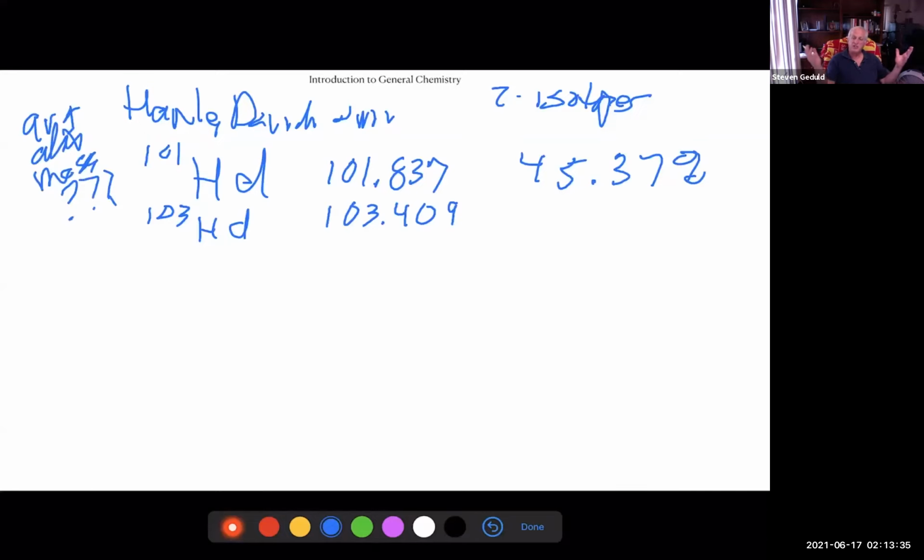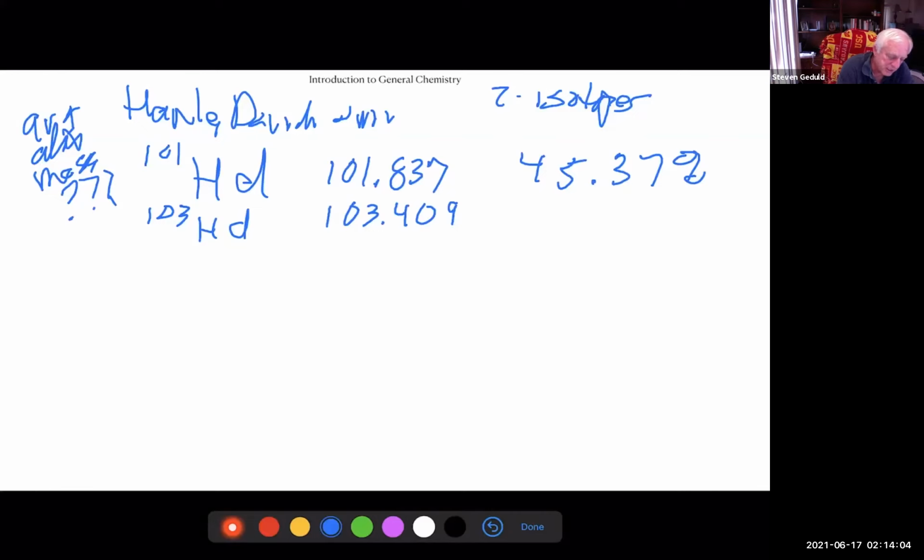You have 2 isotopes. Remember, isotopes are the same element, so same number of protons, but different number of neutrons. So Hd-101 and Hd-103. Hd-103 has 2 neutrons more than Hd-101. And they're percentages because there's different weights. They're not exactly one, so it averages out depending on the element. So we'll give you the masses and the percentage.